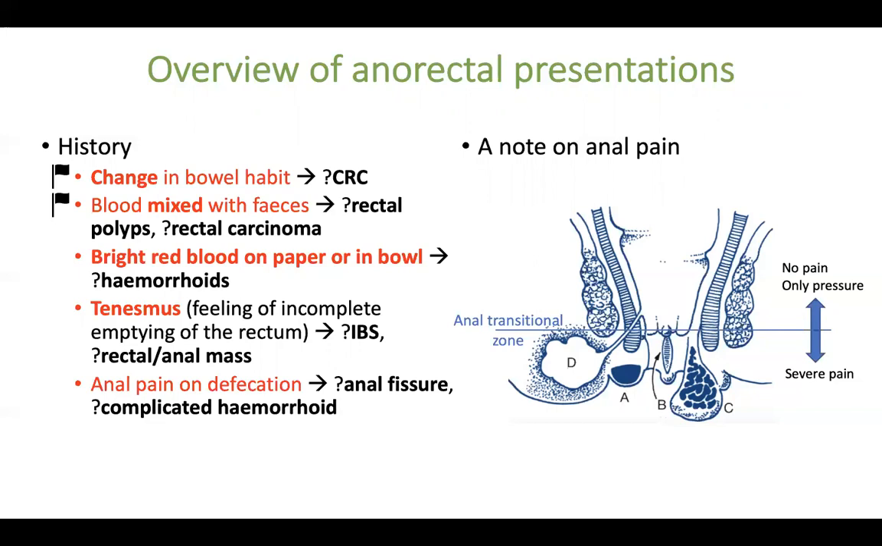And then a note on anal pain. So if that's your dentate line down there, the anal transitional zone is right above it. If it's above it, you won't get pain. If it's below it, you'll get pain. A is a perianal hematoma, which is also an external hemorrhoid. B is your anal fissure, most commonly posterior. C is your prolapsing hemorrhoid, and D is a perianal abscess.